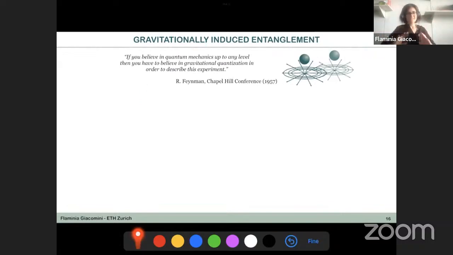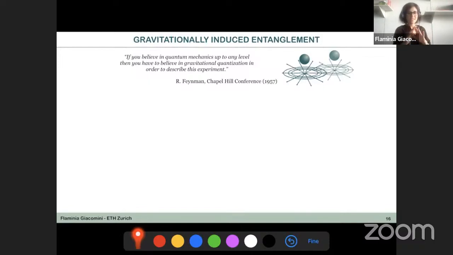Now, let us step back a little bit. Now I want to consider a more concrete scenario that is really related to the experiments that I mentioned at the beginning of my talk. Let us take a massive particle, let us put it in a quantum superposition in the lab. And this is an old question.